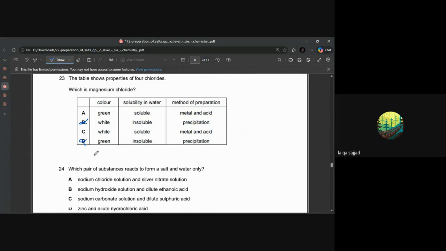We are given the method of preparation and the color. The method of preparation is the same, it's metal and acid. We are only left with the color. So C. Why not A? Because group one and two metal salts are typically white solids. Very good. Group 1 and group 2 metal salts form white solids, not green. Option C is the correct option.